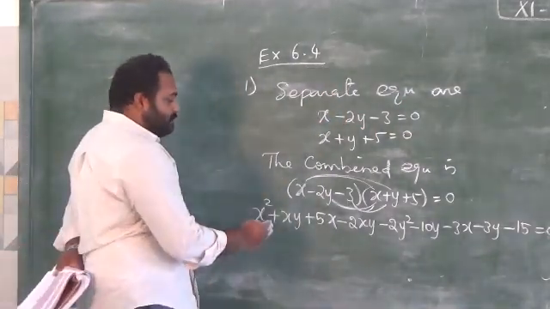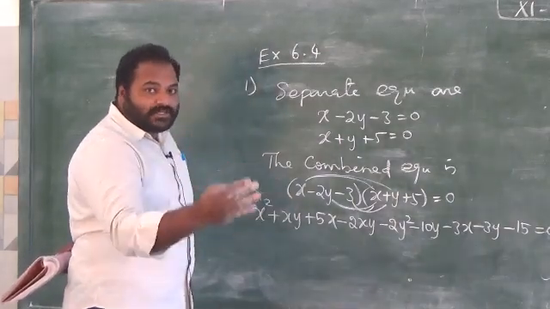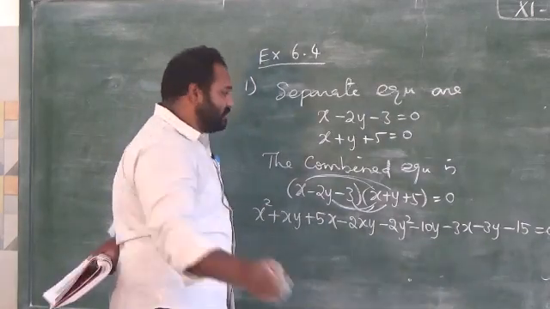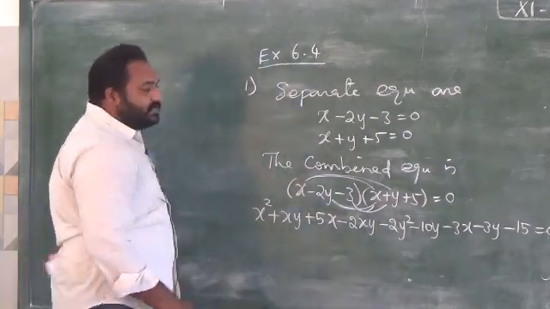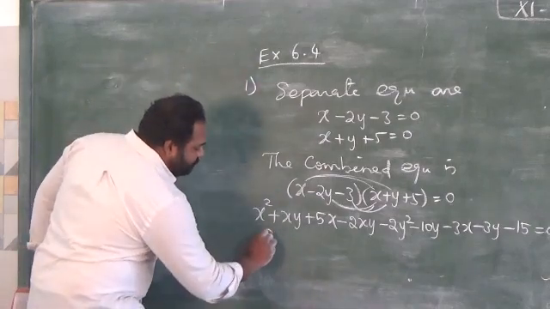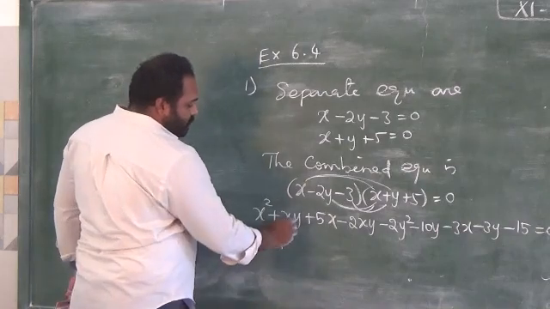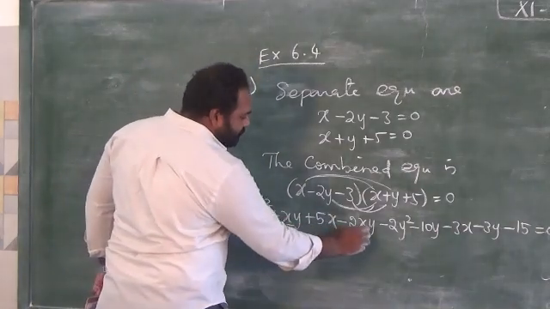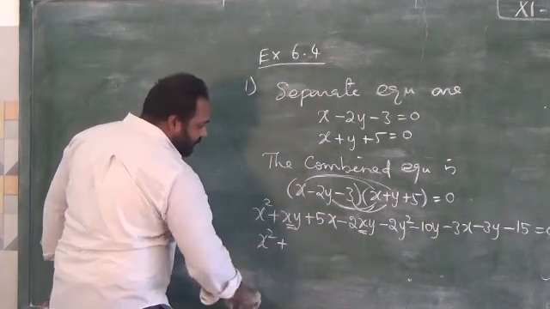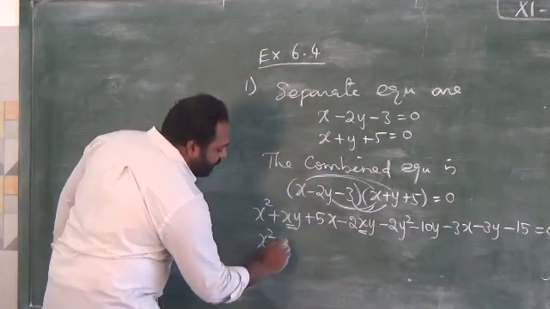Now we have to order the terms. First x square term, xy term, y square term, next x term, y term, then constant. So we have 6 terms in this equation. Be careful. X square term, plus xy term. We have 2 xy terms here: here plus 1, here minus 2, so it is minus xy.